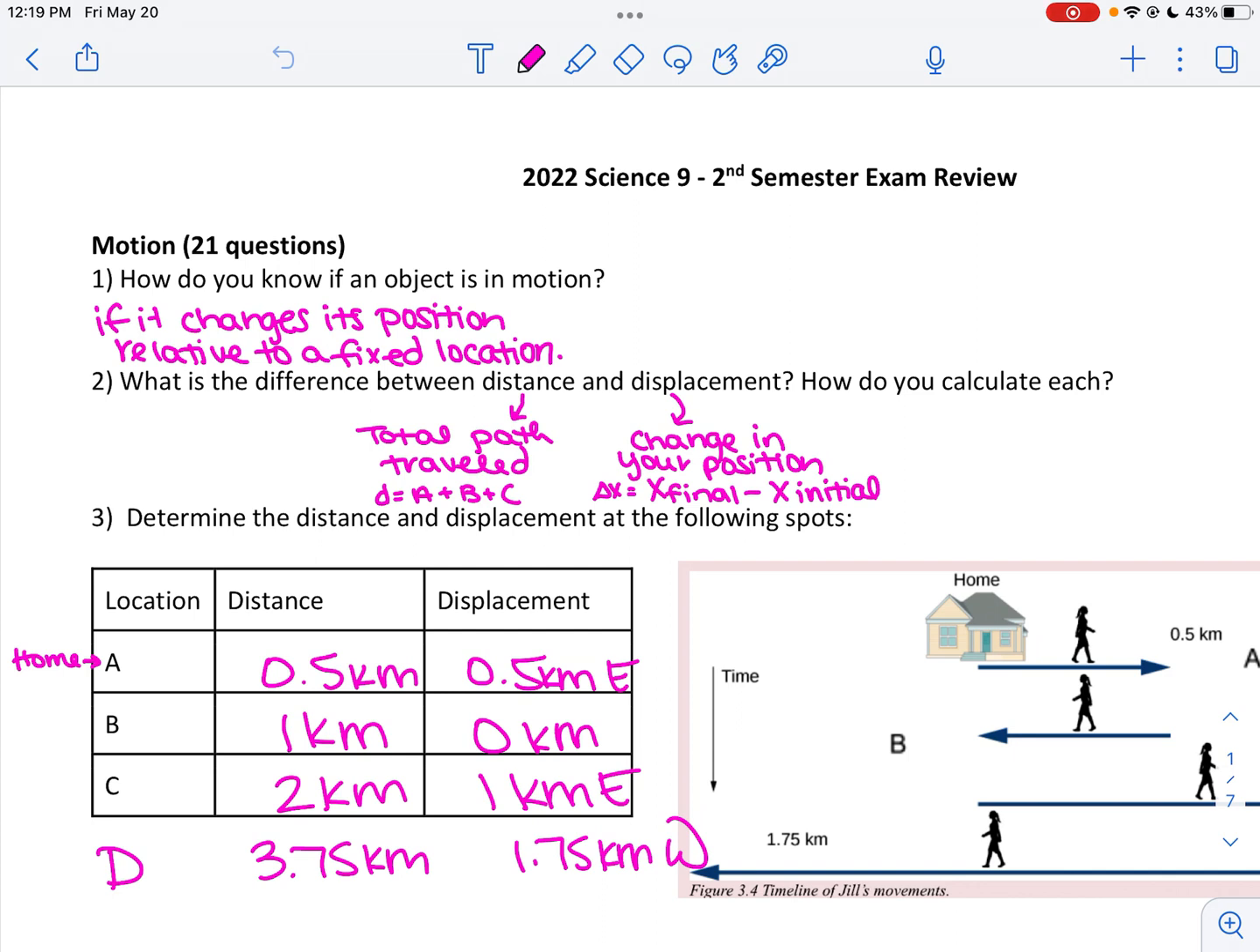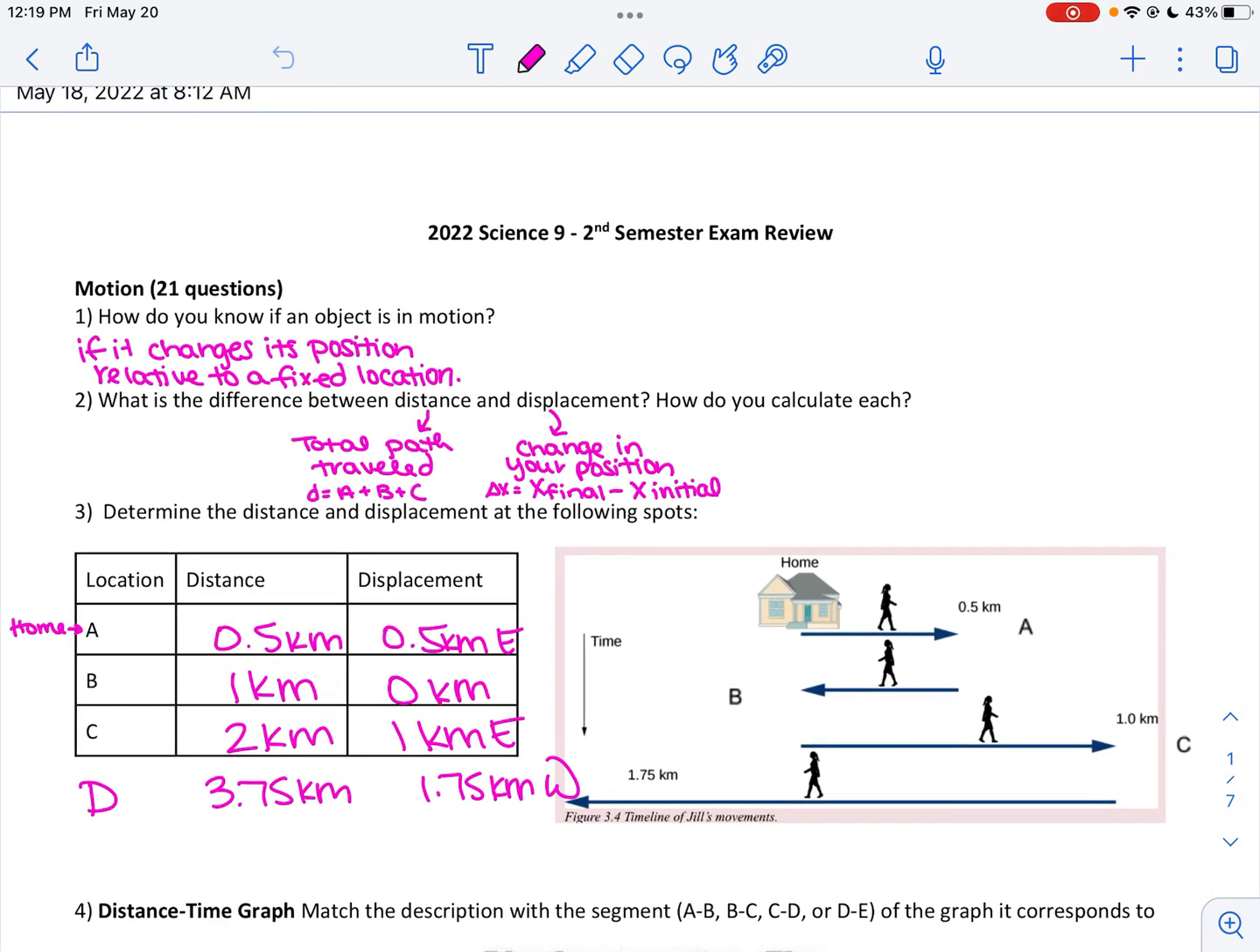Okay? So, going back over some of the key concepts from motion. Remember, we know an object is in motion if it changes its position relative to a fixed location. So, if you're sitting in your chair right now, relative to the desk, you are not moving. But if I pick a different object, like the moon, we are moving relative to the moon. So even if I'm laying on my bed or sitting in a chair, technically the earth is revolving and rotating at the exact same time. It rotates every 24 hours and then it revolves around the sun every 365 days.